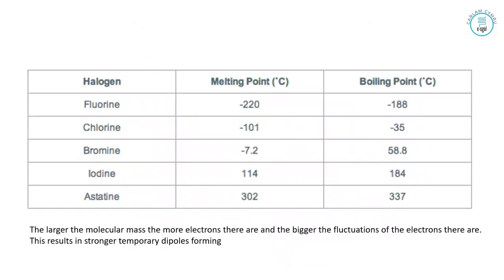Okay. And we can see that in group 7 as well. It's quite often something that people look for. We can see again our melting points, boiling points increase due to the greater molecular mass, indicating that there's more electrons and bigger fluctuations. I know it's quite commonly asked for, that kind of idea.